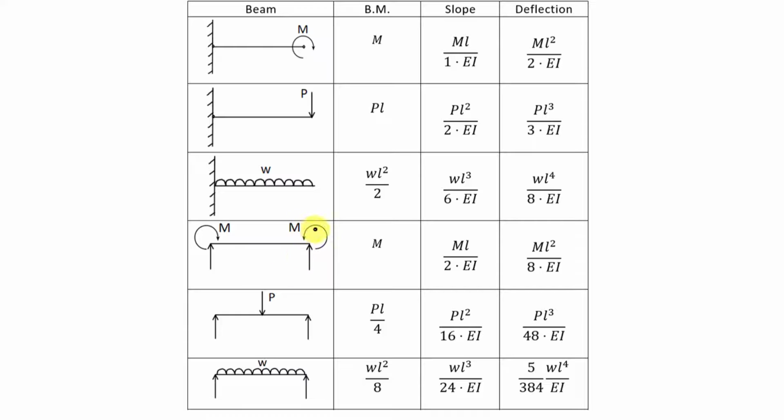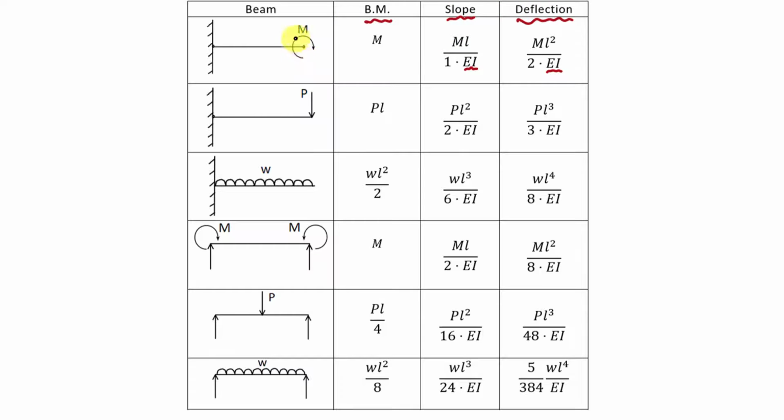Now we already know how to find bending moment in these beams, right? So actually you don't have to remember these bending moment formulas. But if you want to remember this, then you can remember. Now we are going to remember formulas of slope and deflection. Here you can see that in the denominator of all the formulas there is E into I. So it is common for slope and deflection.